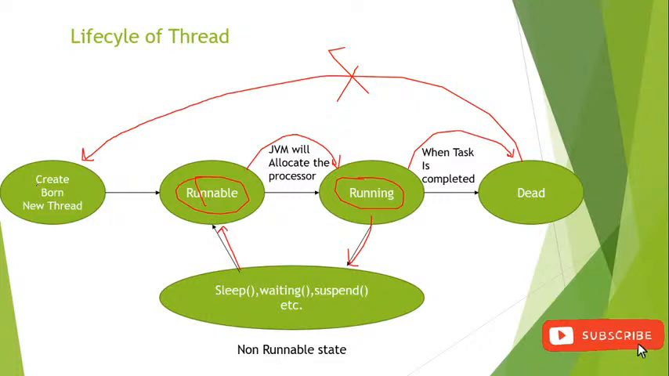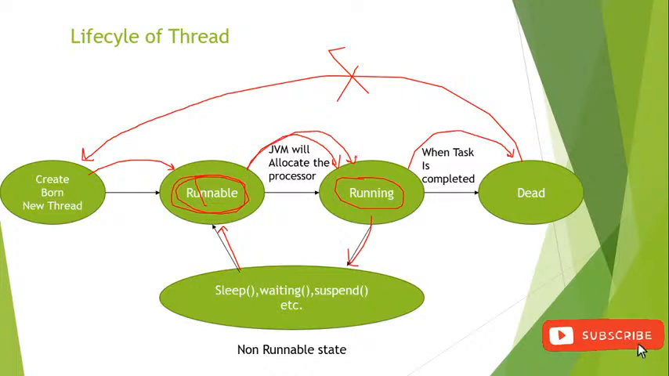First the thread will be created. After creating the thread, it will become runnable. Inside the runnable state, our thread is ready for execution, but here our thread will not execute. After the JVM allocates the processor to the thread, that time only our thread will start the execution in the running phase.